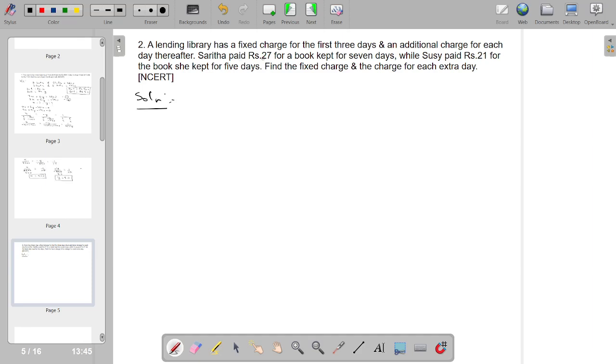Sarita paid 27 rupees for a book kept for 7 days. Sarita kept the book for 7 days and she paid 27 rupees, while Susy paid 21 rupees for the book she kept for 5 days. She kept the book for 5 days and she paid 21 rupees. So I will write this actually, like fixed charge.